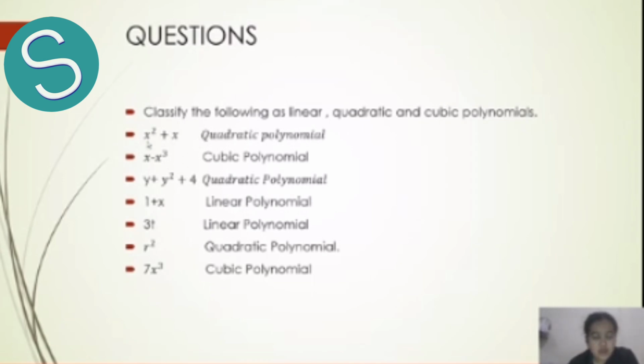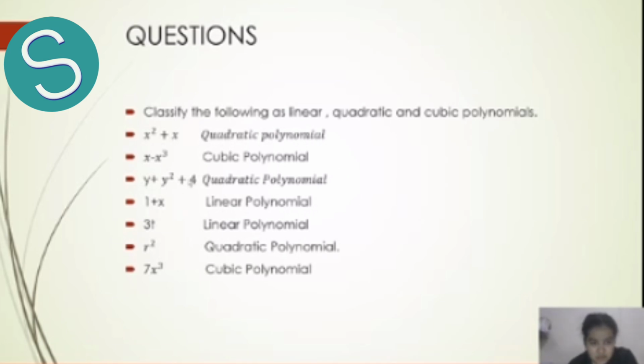So here our variable is x and there are two powers of x here, 1 and 2. So 2 is the higher power, so it will be degree 2. So this implies this polynomial is a quadratic polynomial. Second is x minus x cube. So variable is x and the two powers of x are 1 and 3. So since 3 is greater than 1, it is of degree 3 and it is a cubic polynomial.